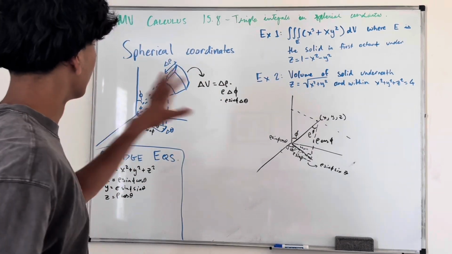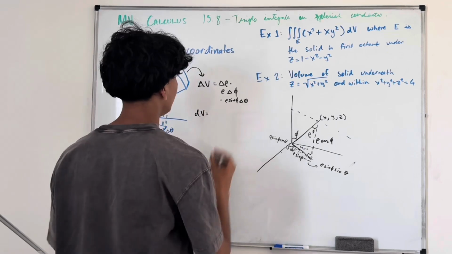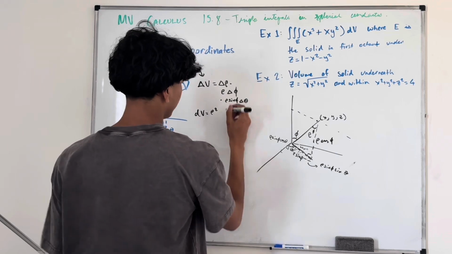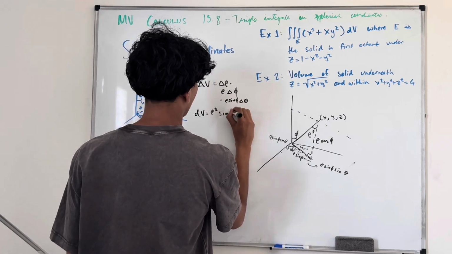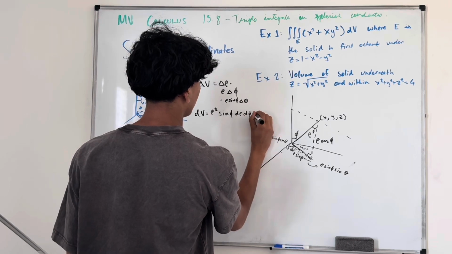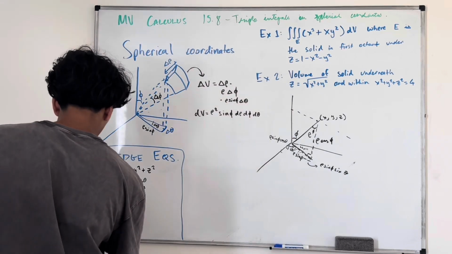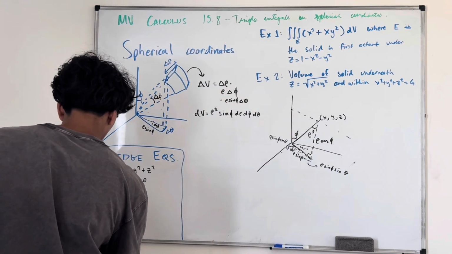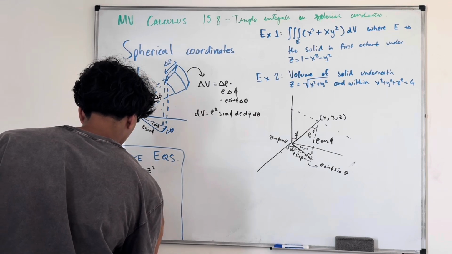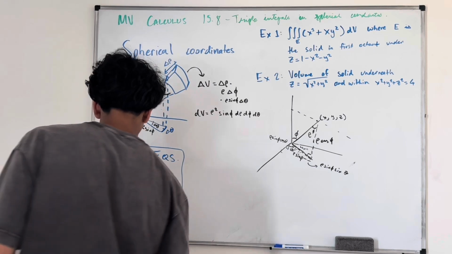Now, when we take the limit and make these dimensions really, really small, we get dV equals, so I have two rho's, rho squared, and this sine phi term, and then I multiply by d rho, d phi, d theta. This is our differential term that we're going to use in our integral. So dV equals rho squared sine phi d rho d theta d phi. I'll just do it in that order.